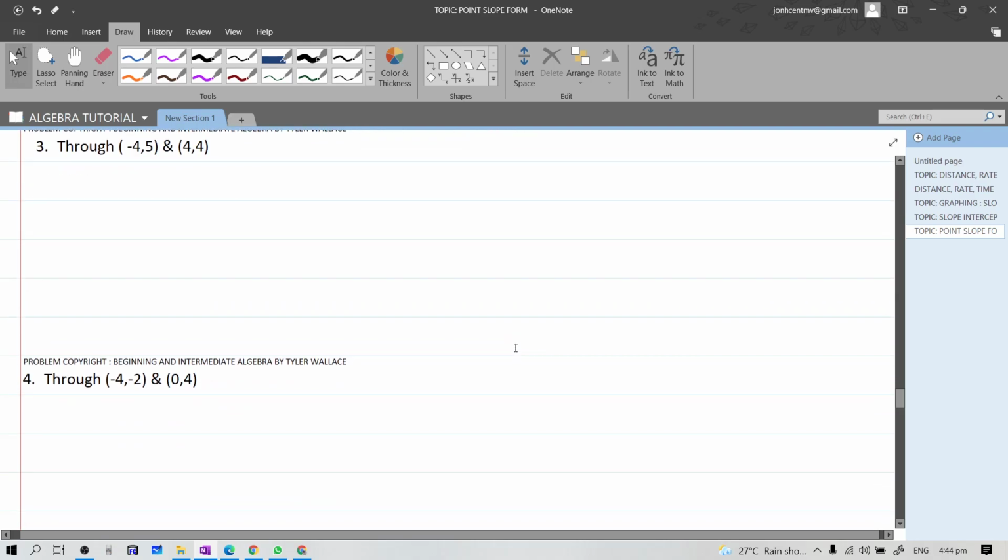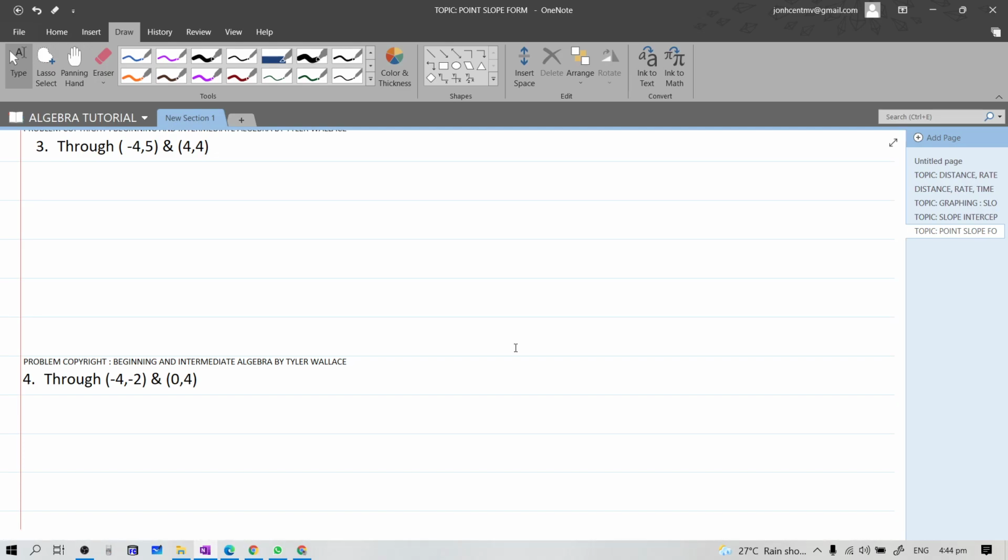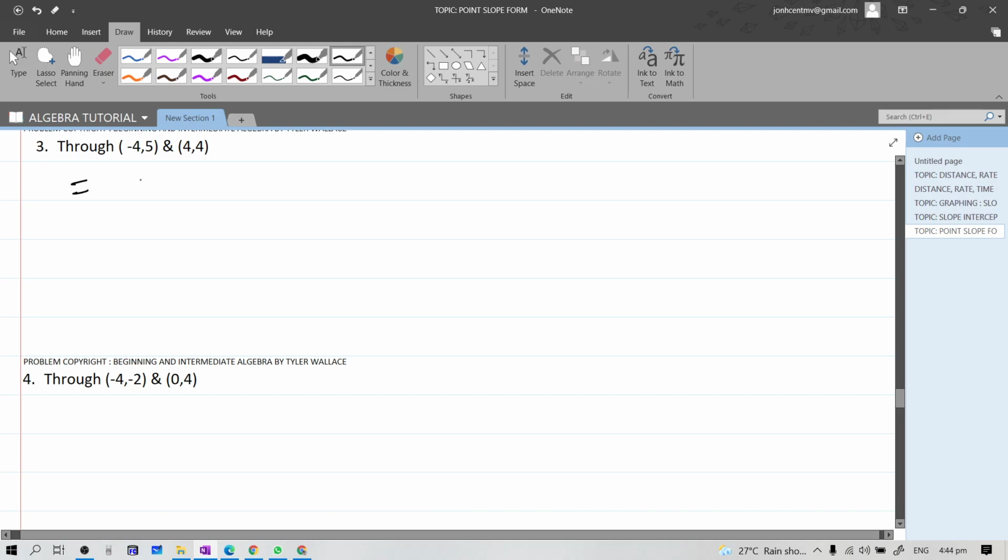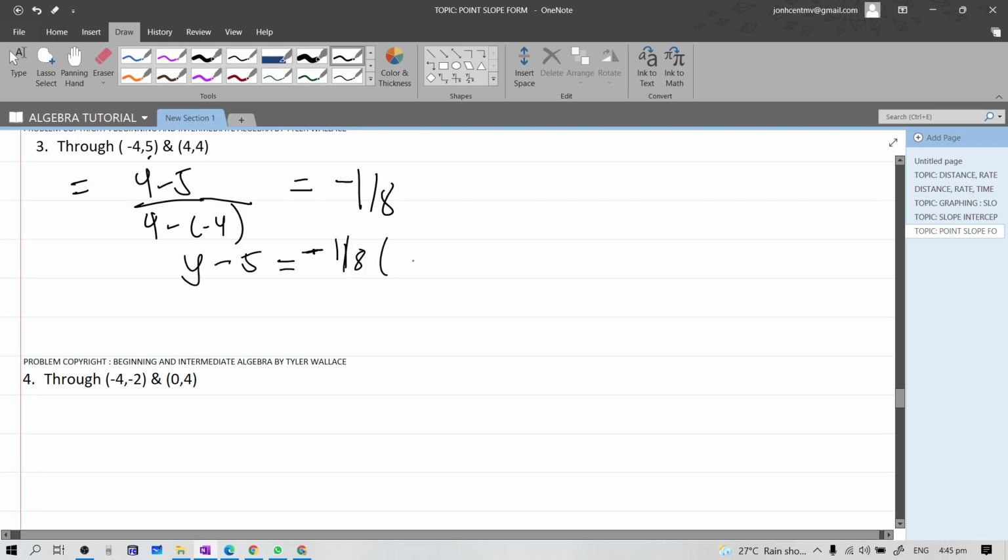Next, the points negative 4 and negative 4, and 5, 4 and 4. Evaluate na natin yung value para mabilis. So, we have 4 minus 5, then 4 minus negative 4, that is negative 1/8. That is y minus y sub 1, that is 5, is equals to negative 1/8 times x minus x sub 1, which is negative 4. We have y minus 5 is equals to negative 1/8 times x plus 4. So, this is the answer.